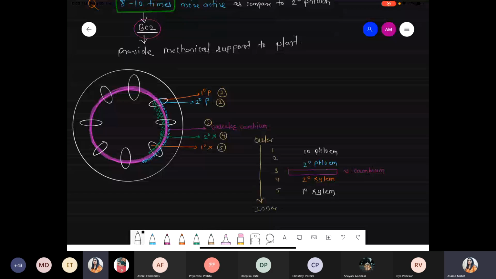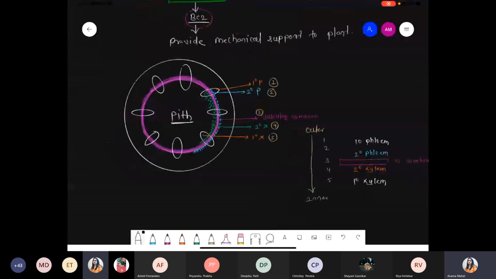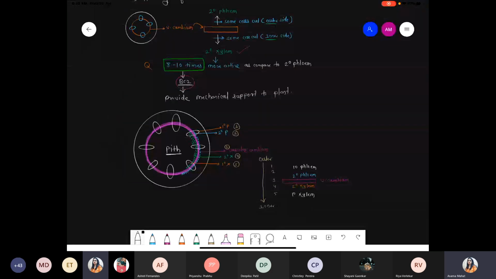And obviously that central region is the pith region, which is living and parenchymatous in nature. Now another one, the third step, we are talking about medullary ray. Just try to understand secondary xylem. The secondary xylem process gets started. Secondary xylem is basically dead cells because they provide mechanical support.